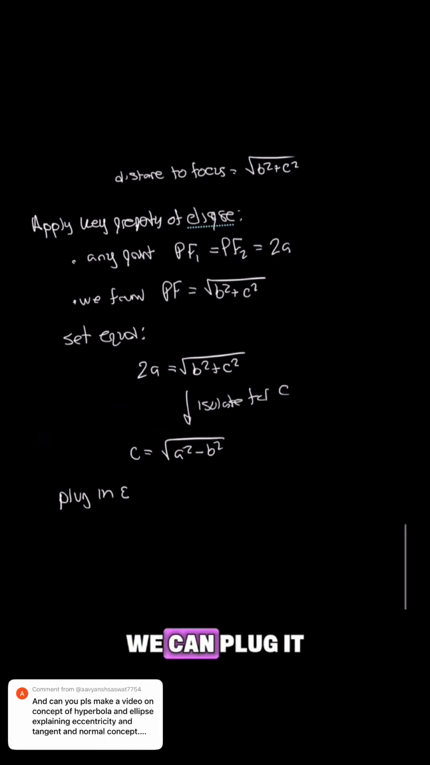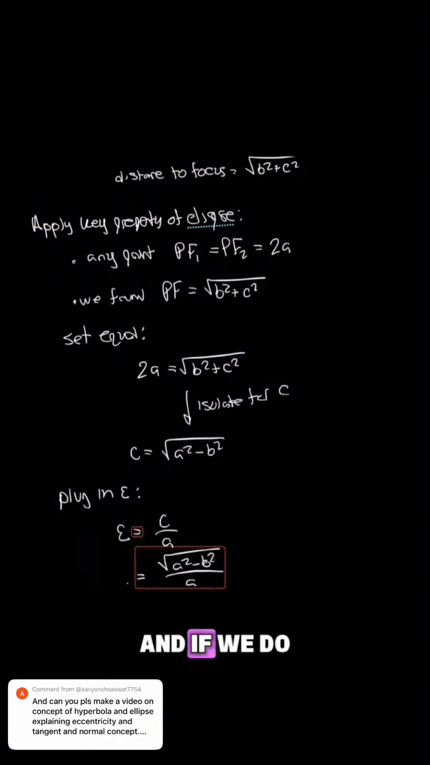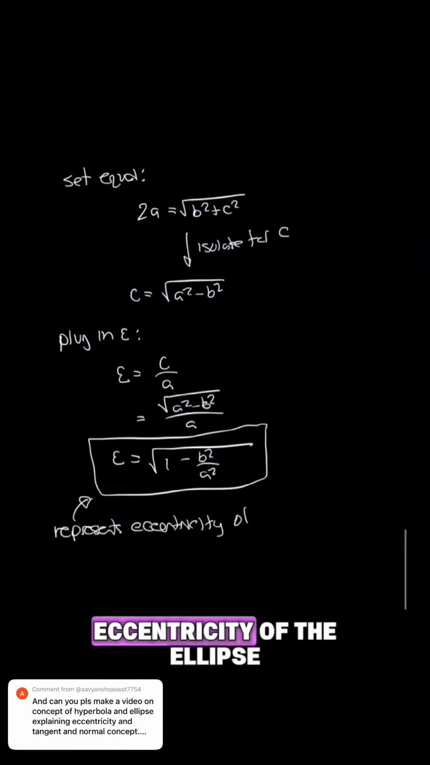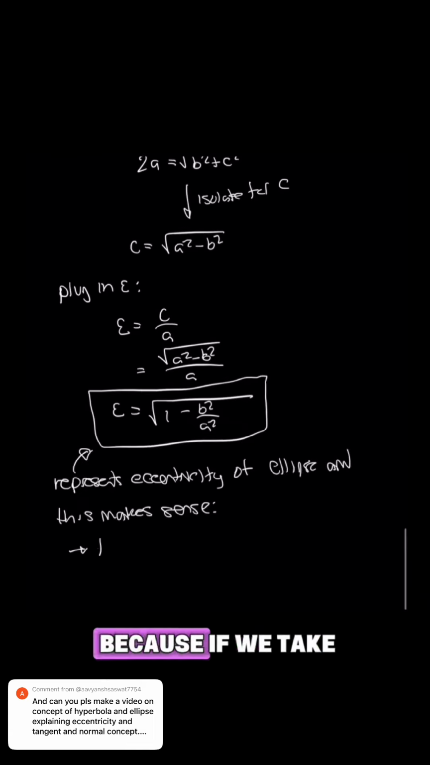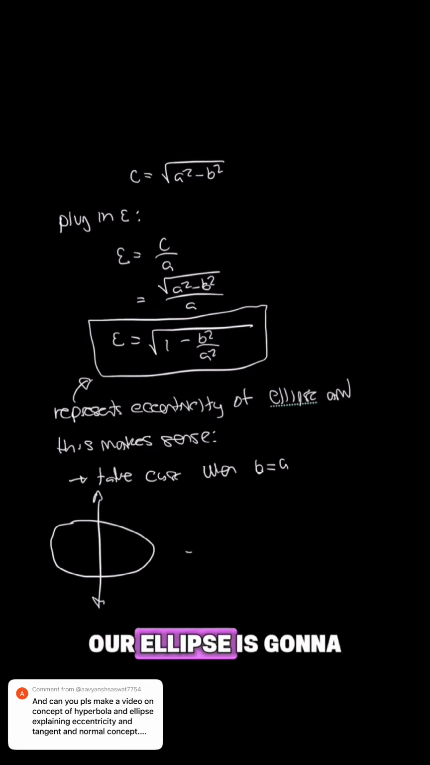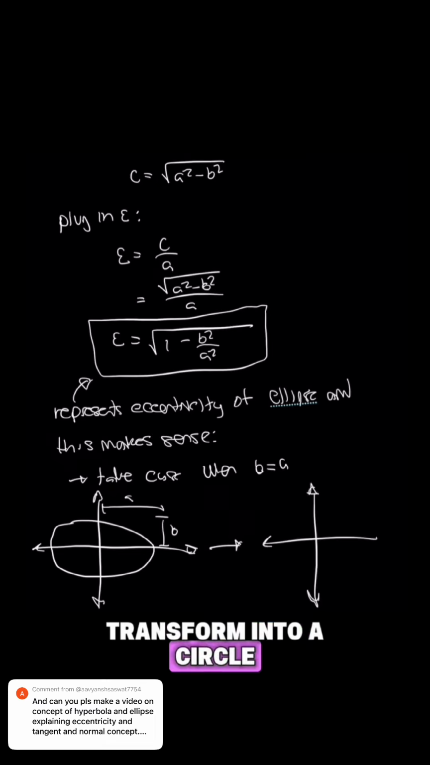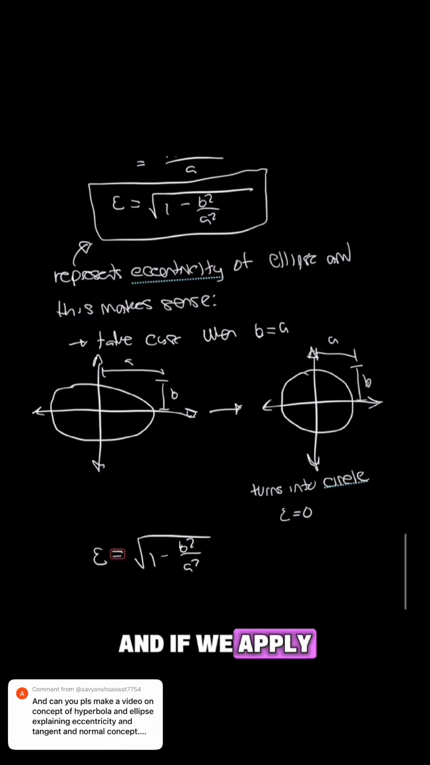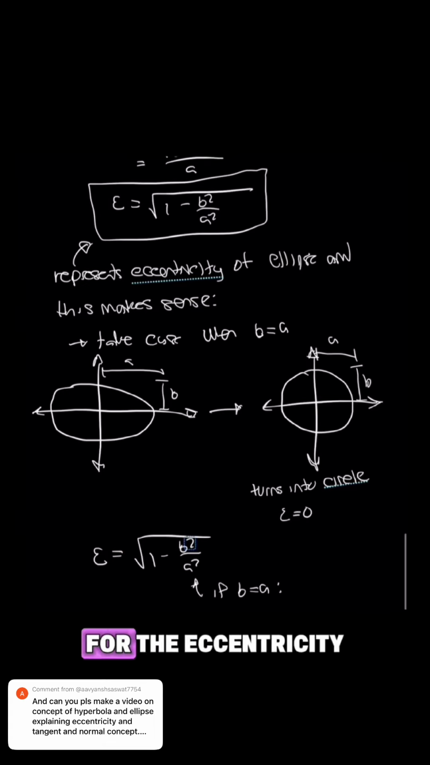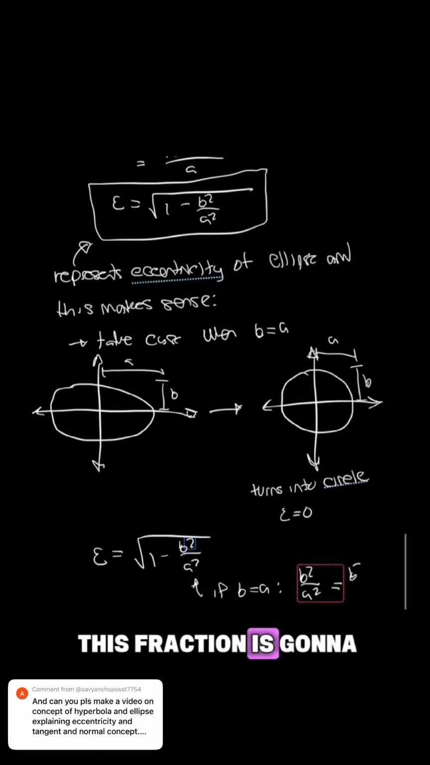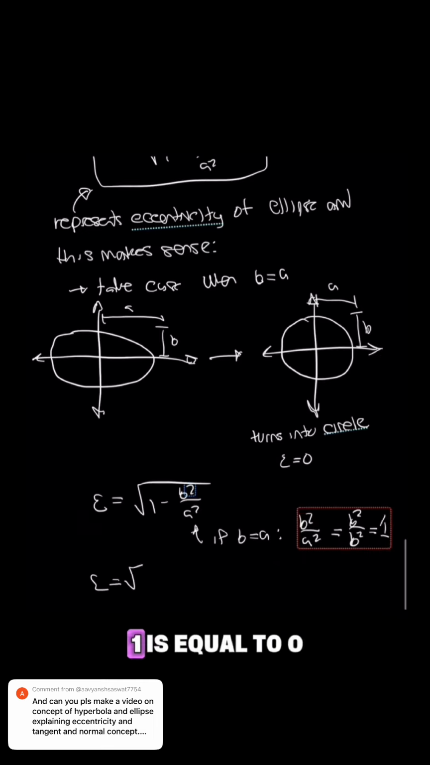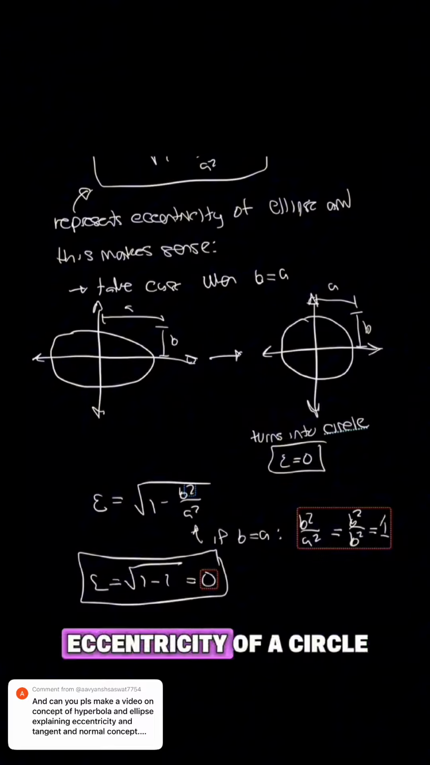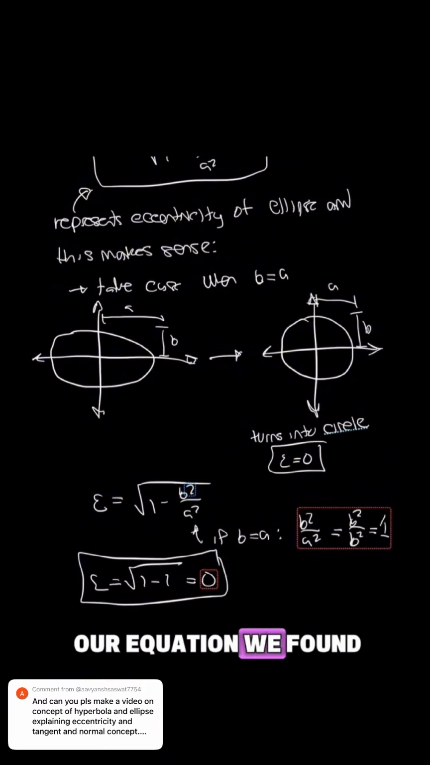With this c value, we can plug it into the eccentricity equation, and if we simplify, we find that the eccentricity is equal to this. So this represents the eccentricity of the ellipse, and this makes sense because if we take the case when b equals a, our ellipse is going to transform into a circle. Since a is equal to b, we know that a circle's eccentricity is equal to 0. If we apply b equal to a to the equation we just found for the eccentricity, this fraction is going to be equal to 1, and then 1 minus 1 is equal to 0. So we find that the eccentricity does turn into the eccentricity of a circle. That means the equation we found makes sense.